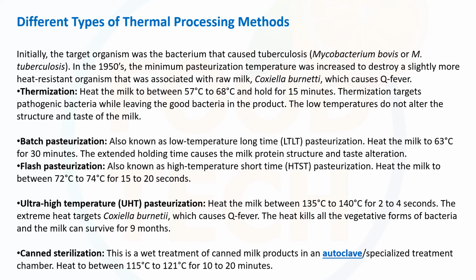In thermization, the milk is heated between 57 degrees Celsius and 68 degrees Celsius, and the holding time is 15 minutes. Thermization targets pathogenic bacteria while leaving the good bacteria in the products. The low temperature does not alter the structure and texture of milk.